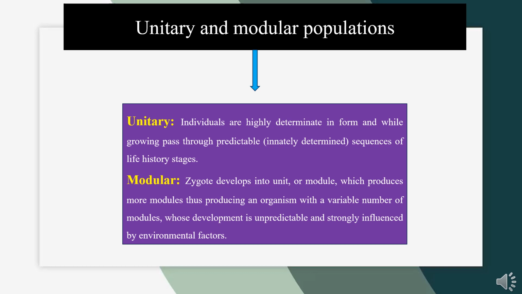Then let's discuss the unitary and modular populations. An individual is derived from one zygote. What an individual is, however, is not always clear. This has necessitated the differentiation of populations into unitary or modular. In unitary populations, each individual is derived from a zygote, the product of fertilization of a male and female gamete.